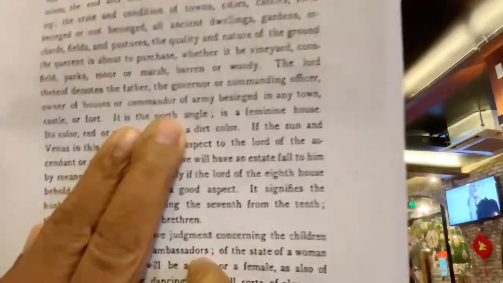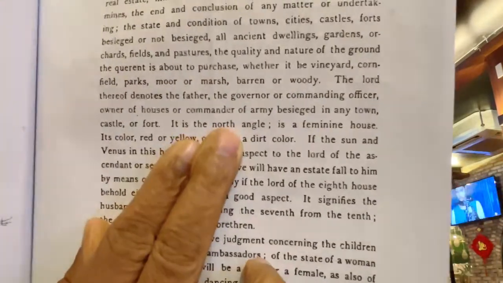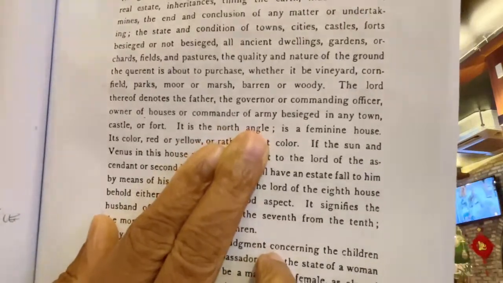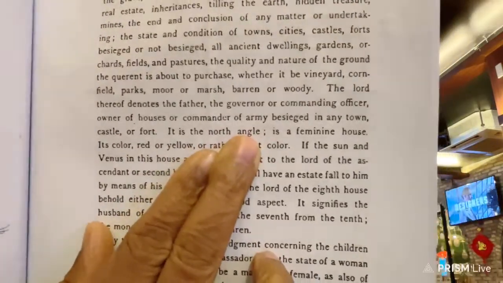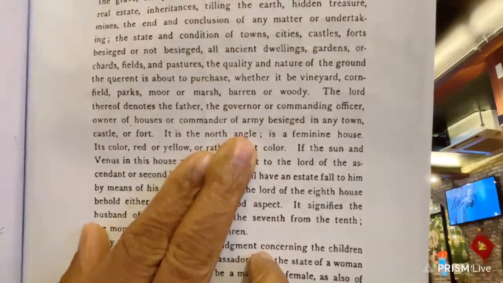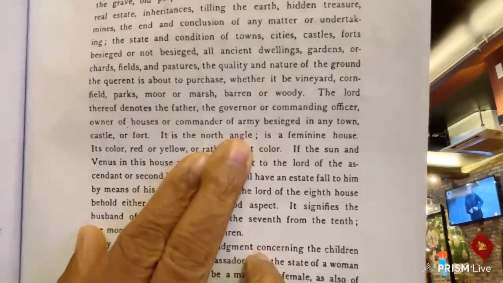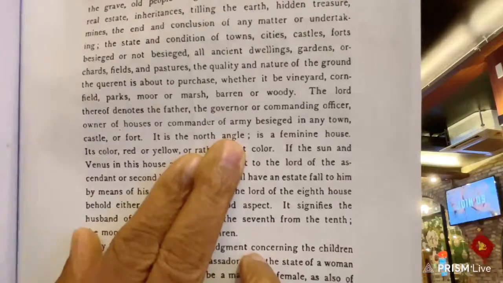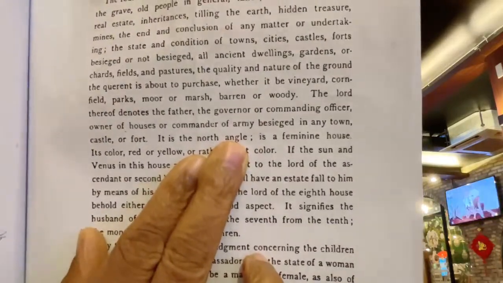The fourth house is the north angle. Now, is all of this coincidence, y'all? It is the north angle. It's a feminine house. Do y'all see that? It's the north angle.